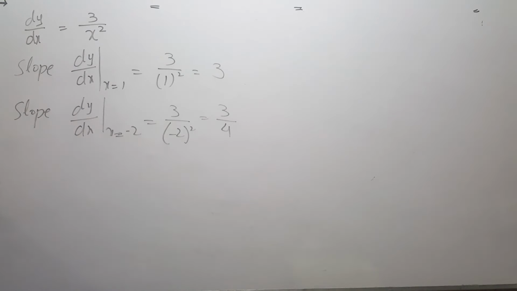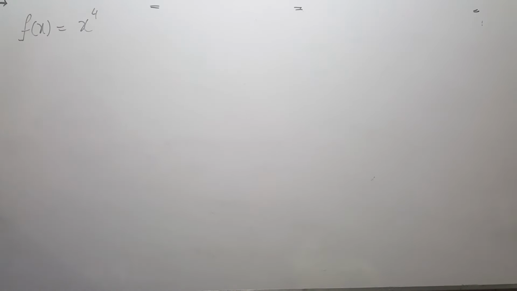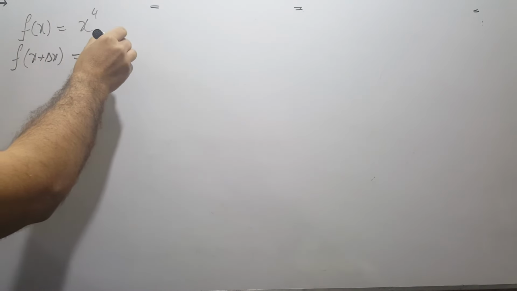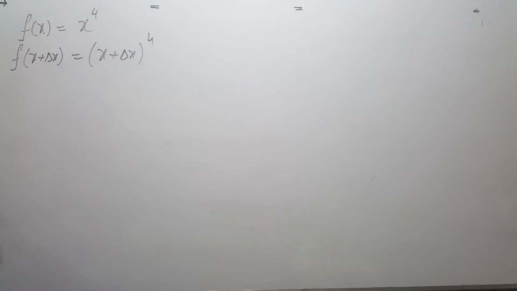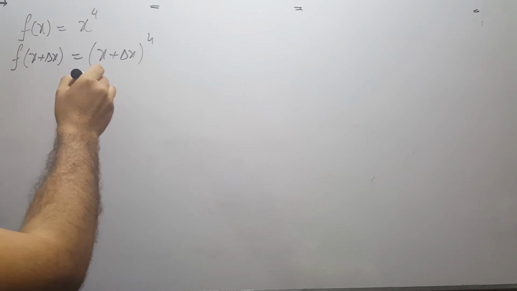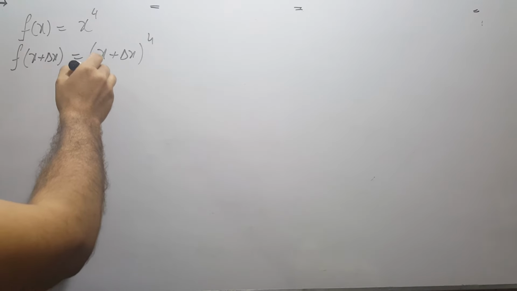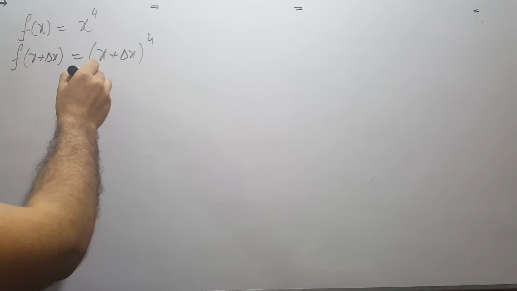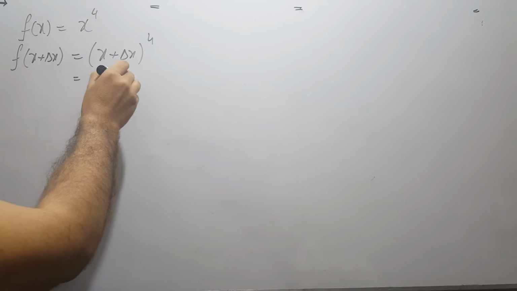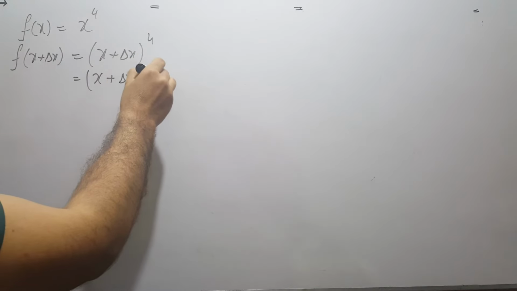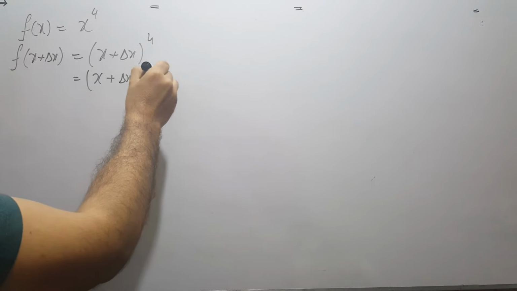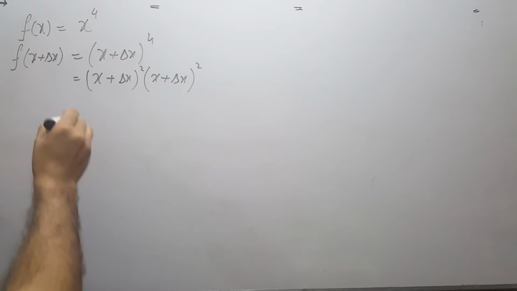There is one more question that I want to solve, and then we will go to solve this problem with f of x equals x power 4. Then again we replace x with x plus delta x, right? And then you can open this up by using the square formula or any formula that you want. So one method is that you multiply x plus delta x square into x plus delta x square.